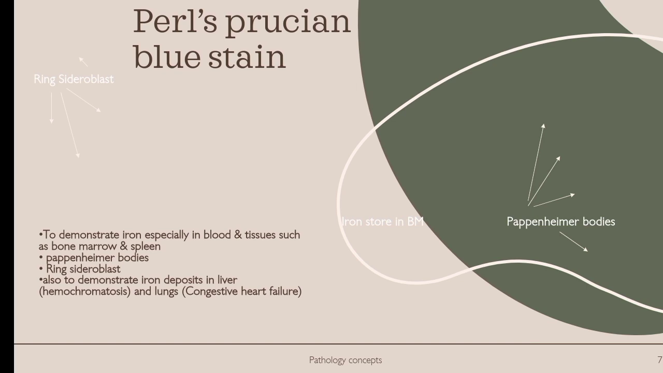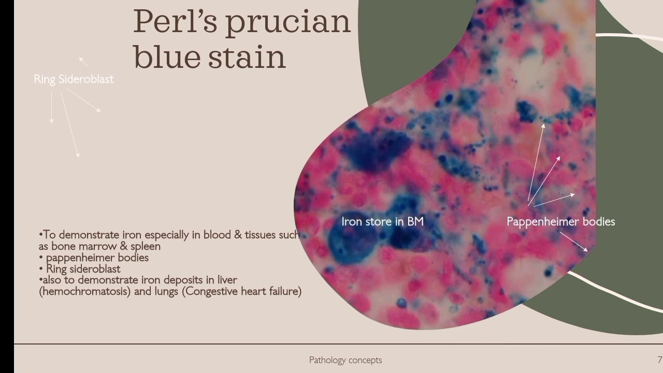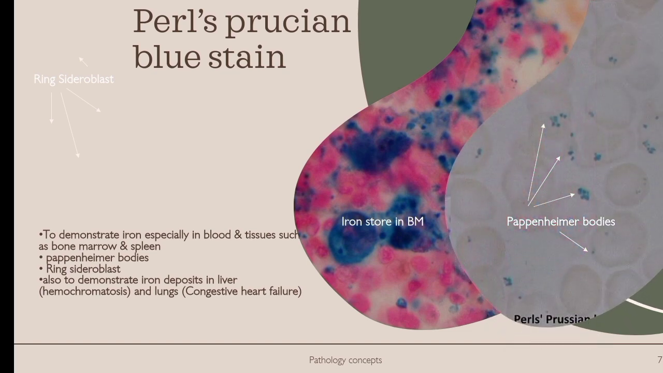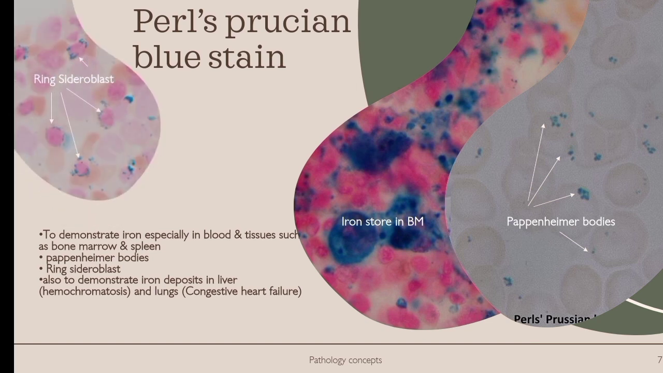It is used to demonstrate iron, especially in the blood and tissues such as bone marrow and the spleen. It is used to identify Pappenheimer bodies in the peripheral blood smear. It is used to identify ring sideroblasts in the bone marrow aspiration smear. It is also used to demonstrate iron deposits in the liver in hemochromatosis and in the lungs in congestive heart failure.